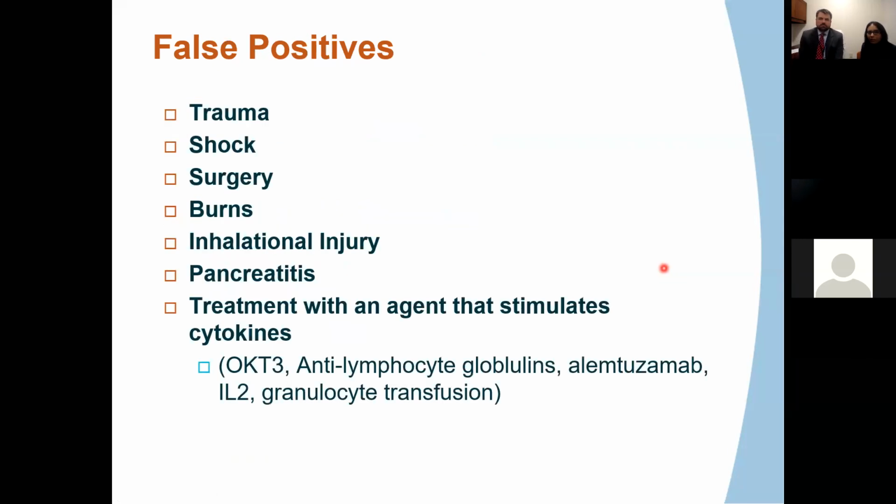And then there are some false positive areas where you could have elevated procalcitonin, but the patient doesn't have an infection, like trauma, shock, surgery, burn, inhalation injury, pancreatitis, treatment with agents that stimulate cytokines. What all these things have in common is that they create an inflammatory response throughout the whole body. When that happens, your cytokines get stimulated, and that leads to release of procalcitonin. So this can cause false positive procalcitonin, something to keep in mind.